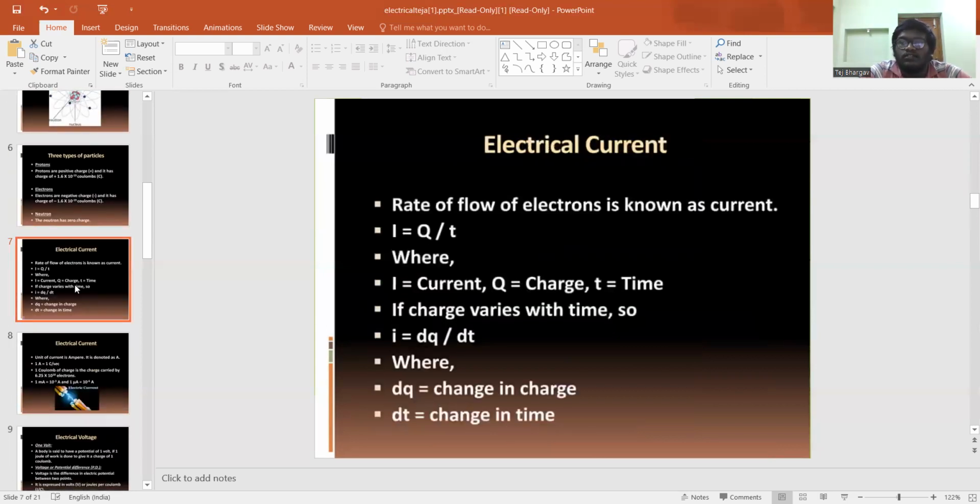Coming to the electrical current. The rate of flow of electrons is known as current. I is equal to Q by T, where I is current, Q is charge, and T is time. If charge varies with time, then I is equal to dq by dt, where dq is the change in charge and dt is the change in time.